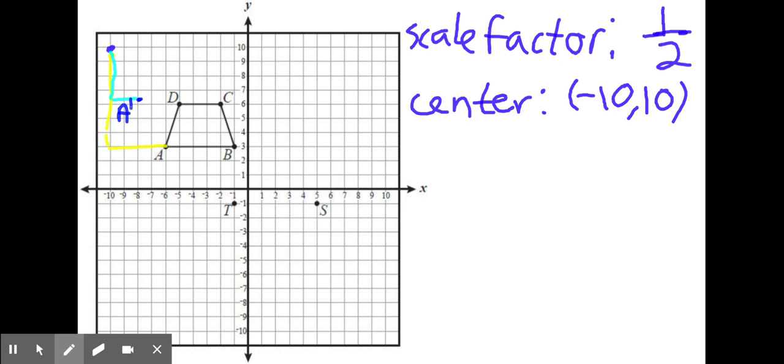And then I'm going to keep working through all my other points. Count the distance over to B. I have to go over to the right 9 and down 7. So then I'm going to do half of each of those for B prime. So instead of going over 9, I'll go over half of that, which is 4.5. And instead of going down 7, I'll go down 3.5. Which would take me right there.